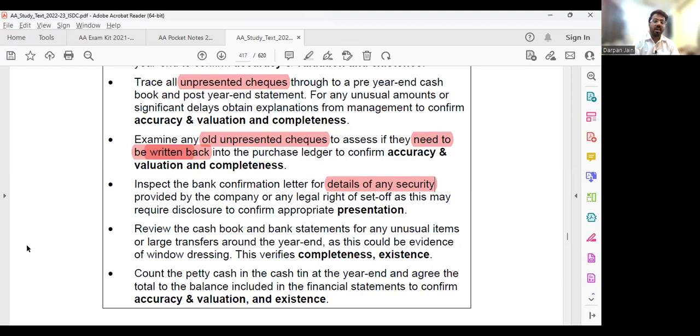Okay, next, review the cash book and bank statements for any unusual items. And last, count the petty cash in the cash tin at the year end. You can do it after every 15 days also. But as an auditor, at the year end, you're doing that to check how much petty cash is present in the company and how much is being reflected in the financial statements.